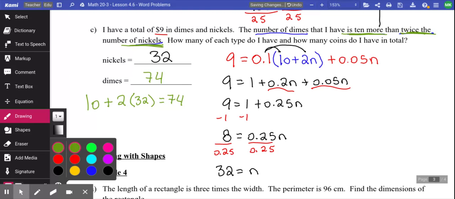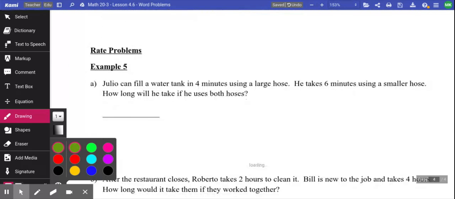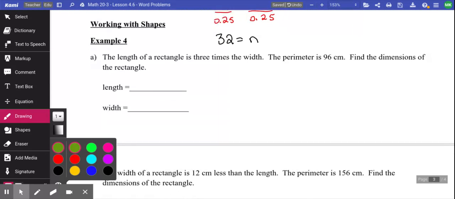Fantastic. Again, super hard questions, right? Like on your tests and stuff, you won't have a lot. There'll be a few of these, maybe like 2 or 3. I won't overload you with these super hard questions. All right, some shape questions.